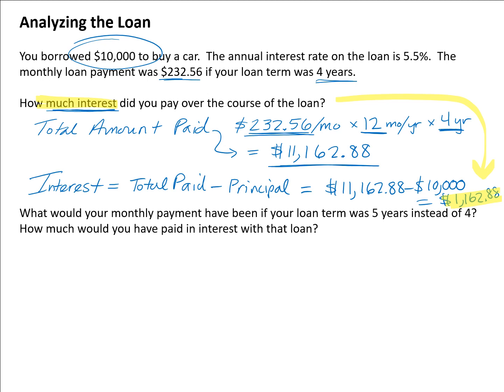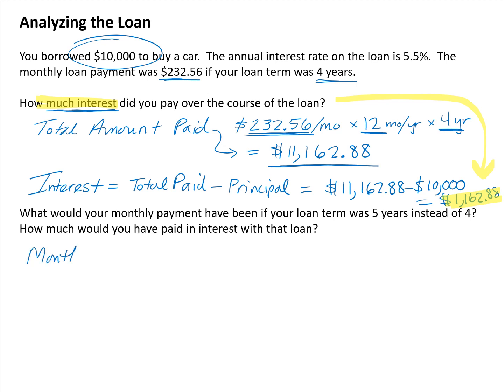We paid $1,162.88 in interest. Now let's investigate what would happen if we wanted to have a 5-year loan instead of a 4-year loan. So what would our monthly payment have to be first of all? And then let's also look at how much interest we would have paid if we had paid off the loan in 5 years versus 4. So let's start with the monthly payment.